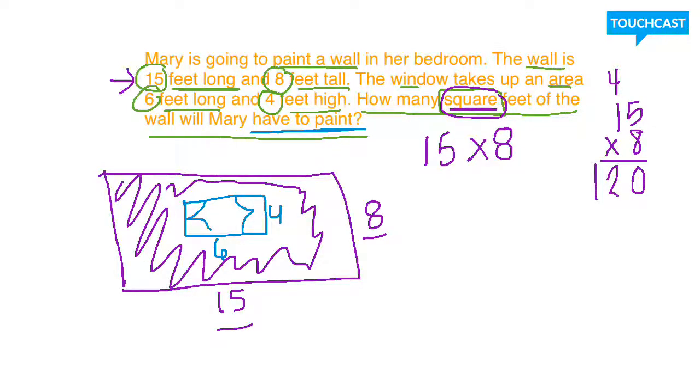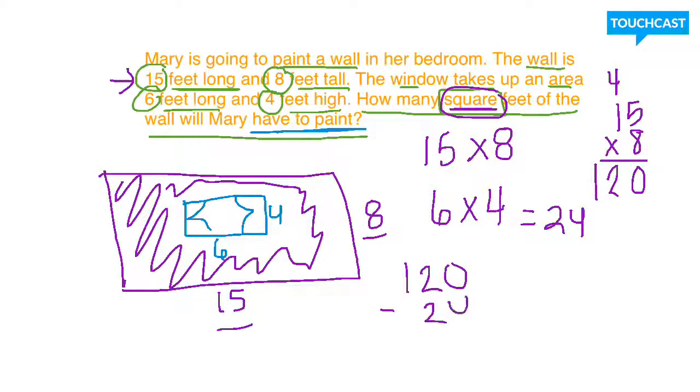Now, we can find the area of the window. So the window is 6 by 4. So 6 times 4. So the area of the window is 24 feet squared. Okay? Now, the last thing we have to do, we don't want to paint over the window. So we have to think of what operation we're going to take away that piece. 120, you guessed it, minus 24.